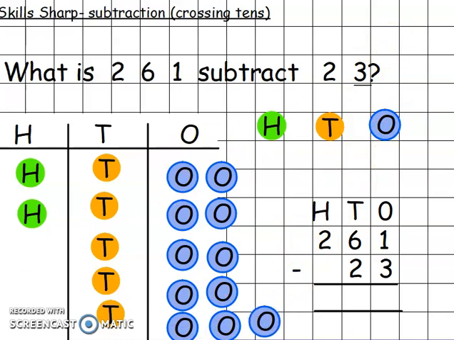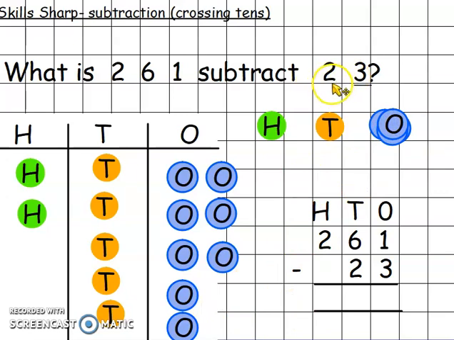Now let's take away 3. 1, 2, 3. How many tens do we need to take away? 2 tens. Do we have 2 tens to take away? Yes, we do. 1, 2. And how many hundreds are we taking away? 0 hundreds. So we have 200. How many tens? 3 tens, or 10, 20, 30. How many ones? 1, 2, 3, 4, 5, 6, 7, 8 ones.